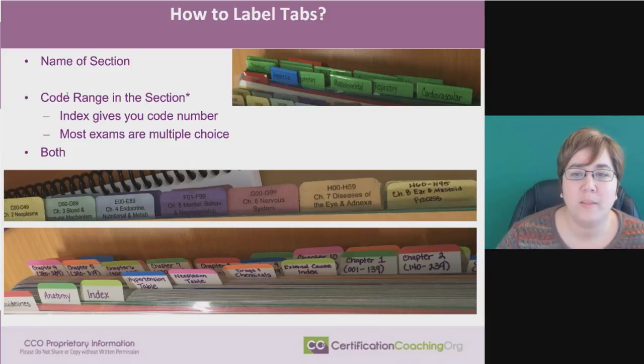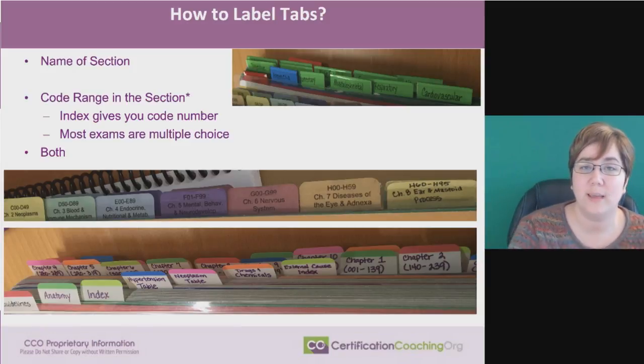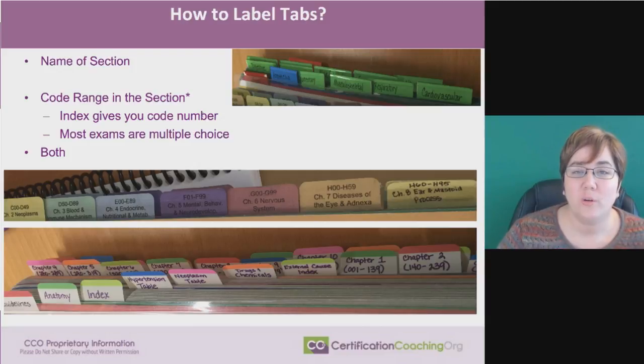Now, some people want the code range in that section. When I say the code range, that gives you the code number. And remember that most of the time the exams are multiple choice. So you're going to want that code number for one of two reasons. For taking an exam, I want to be able to get there quickly, right? Because I want to be able to find that code number. If I'm coding in the real world day to day, I'm working in the index, it gives me a code number to go to, right? It doesn't say, oh, go to the musculoskeletal section. It says, oh, go to code 22002, right?